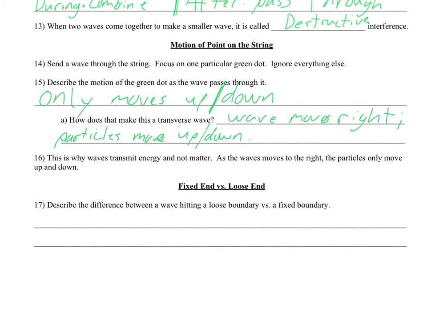And describe the difference between a wave hitting a loose boundary and a fixed boundary. So a fixed boundary, we would have realized that the wave flips. And a loose boundary, the wave does not flip.